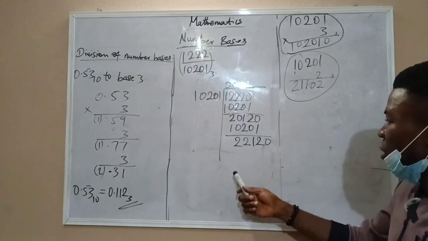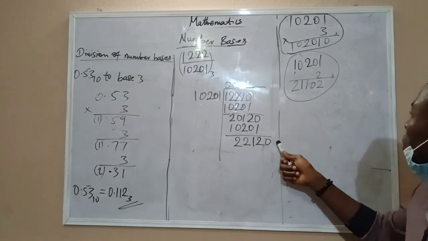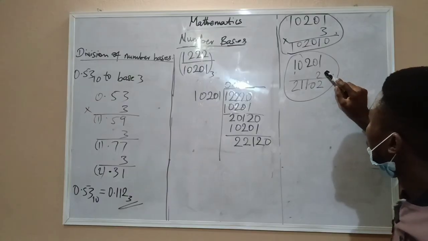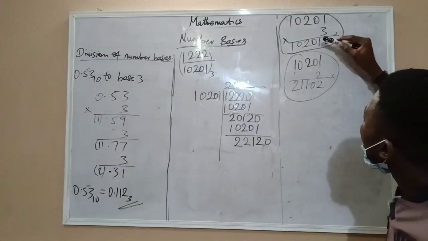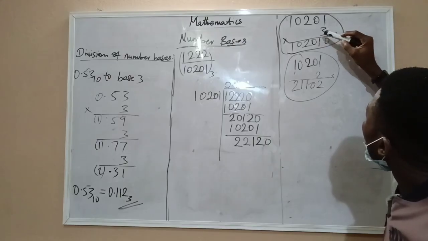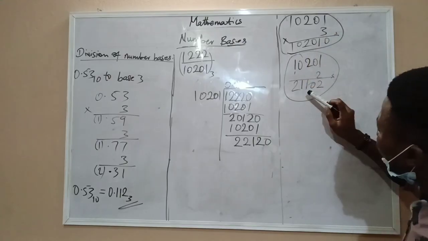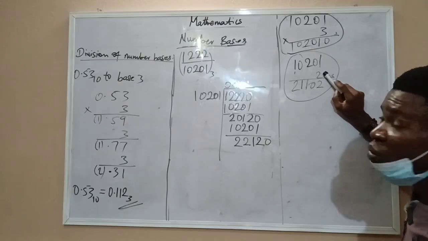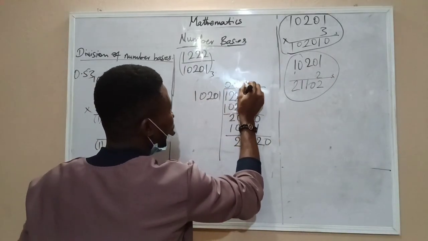If it is normal, this is 22,120, right? But when we multiply it with 2, we have 21,102. But this one is, when we multiply it with 3, we have 102,000. So this one is far bigger. So we go with this one, which is when we multiply it by 2. So what is the number that should be here? Is 2.